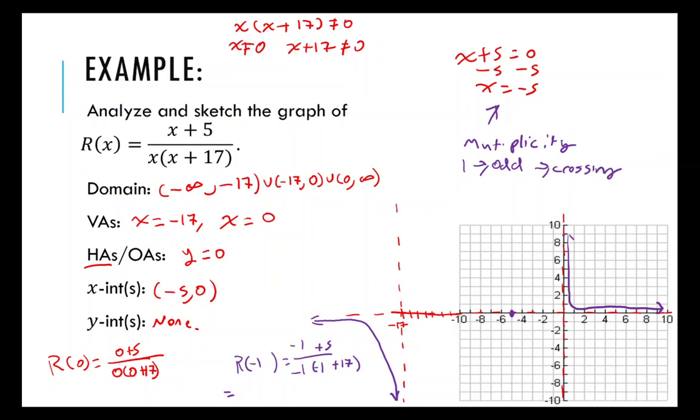Negative 1 plus 5 is going to be 4. And then negative 1 plus 17 is positive 16, made negative is negative 16. That's really going to be negative 1/4. So at negative 1, I've got negative 1/4. And so now I actually know what this looks like.